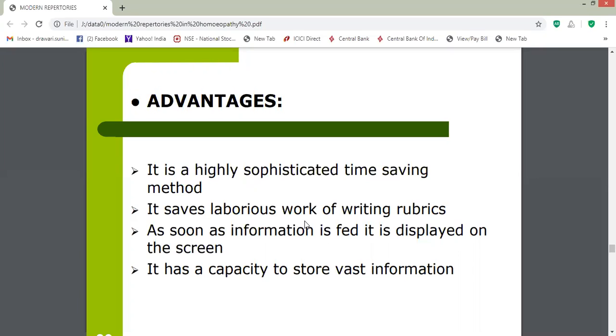There are many Indian softwares as well as foreign softwares. The Indian softwares are Homepath, Polycrest, Organon, Kentopath. So these are the Indian softwares. Once more I will repeat: there are Indian as well as foreign softwares in the repertory. The Indian softwares are Homepath, Polycrest, Organon and Kentopath.